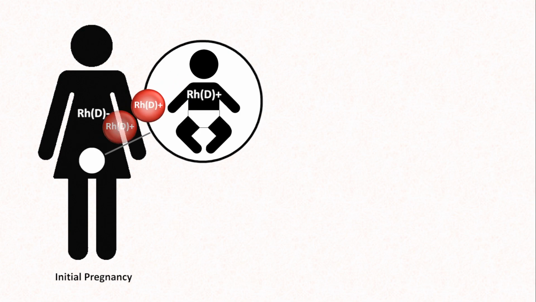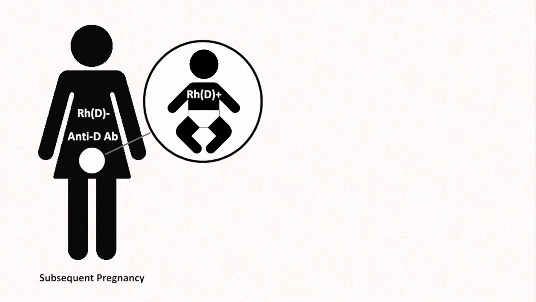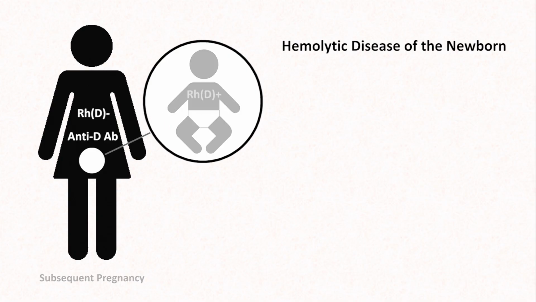and delivery. If an Rh negative woman now has anti-RhD antibodies, future pregnancies with an Rh positive fetus are at risk of leading to a condition called hemolytic disease of the newborn, in which the mother's antibodies attack the fetus's RBCs, leading to significant morbidity and occasionally fetal demise.